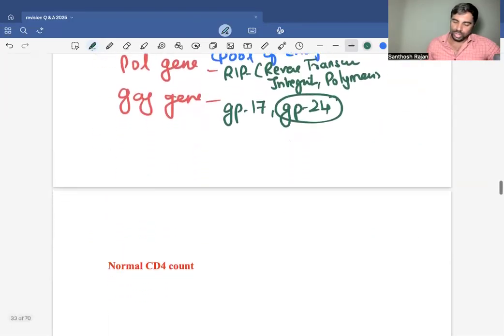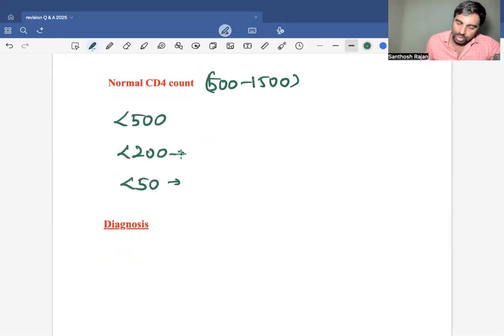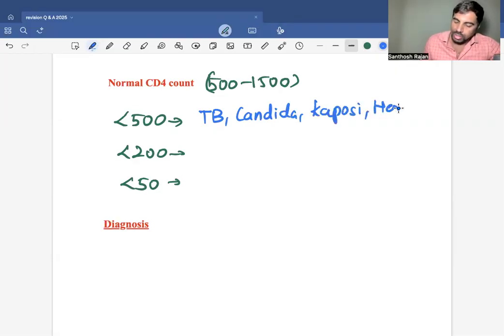Now we'll go to the next one. Normal CD4 count is 500 to 1500. Now when it is less than 500, less than 200, and less than 50, what are the diseases? In a question, there will always be one clue. Less than 500, you always think about TB, Candida, Kaposi, or herpes zoster. That's all. Very common with the less than 500 category.